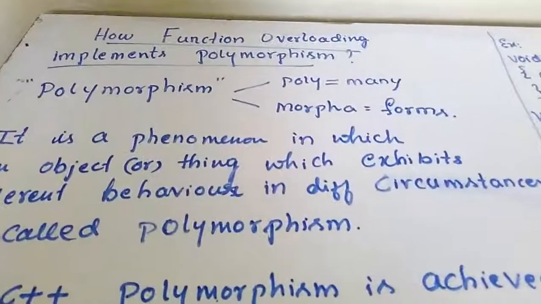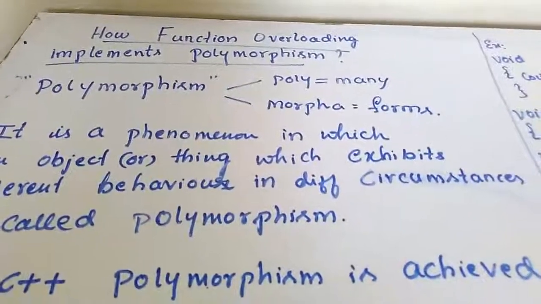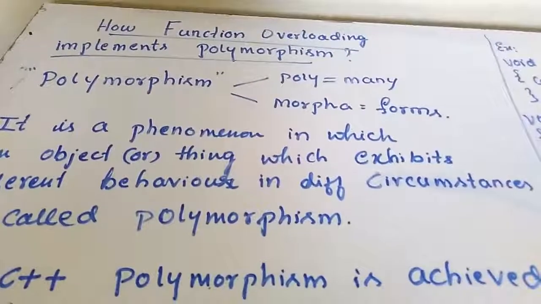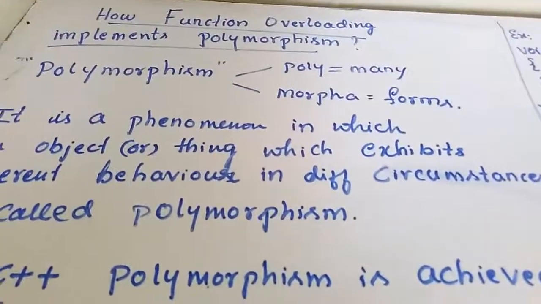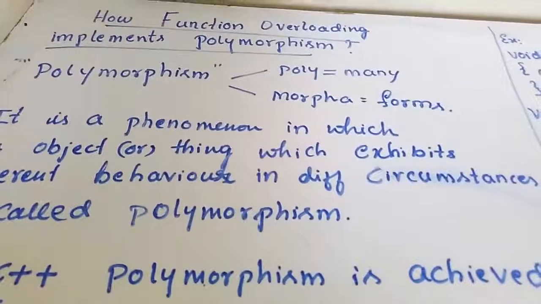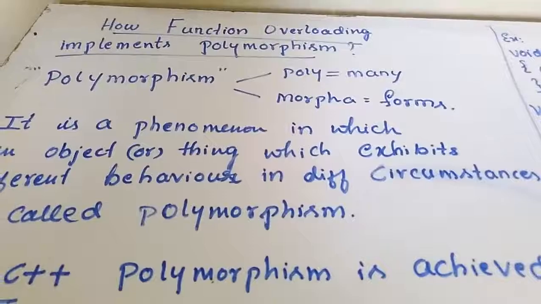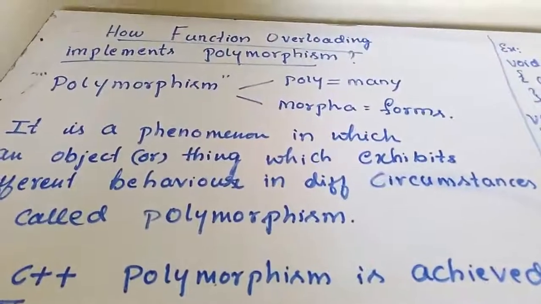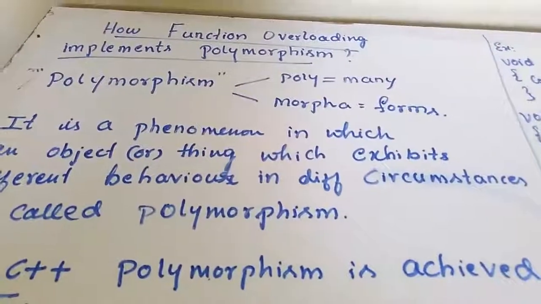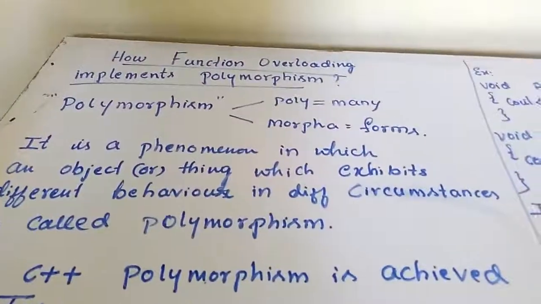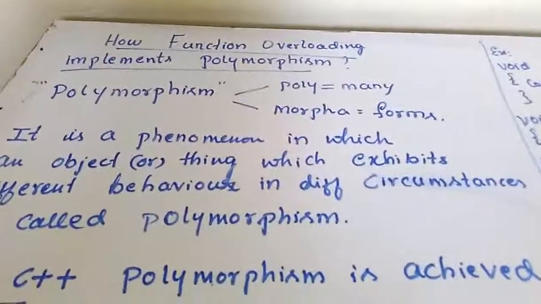In this class, let us learn about how function overloading implements polymorphism. See, the literal meaning of polymorphism: poly means many, morph means forms, different forms. The thing or an object exhibits different behavior in different circumstances or according to the background feature. That is called polymorphism. That is the general meaning of polymorphism.